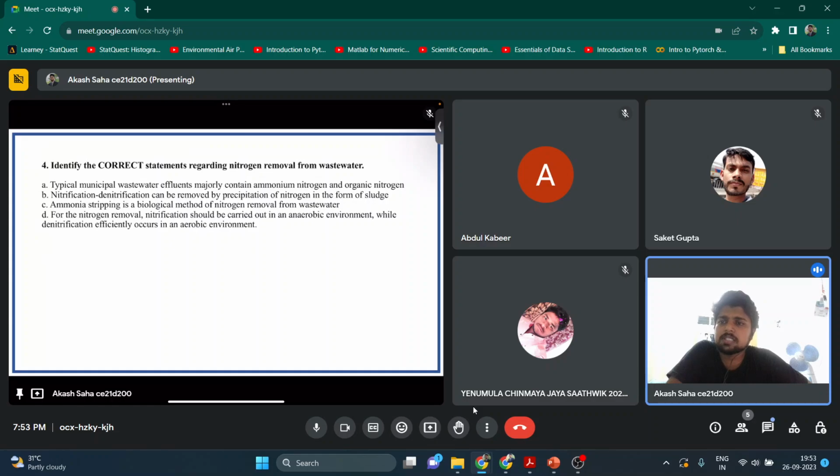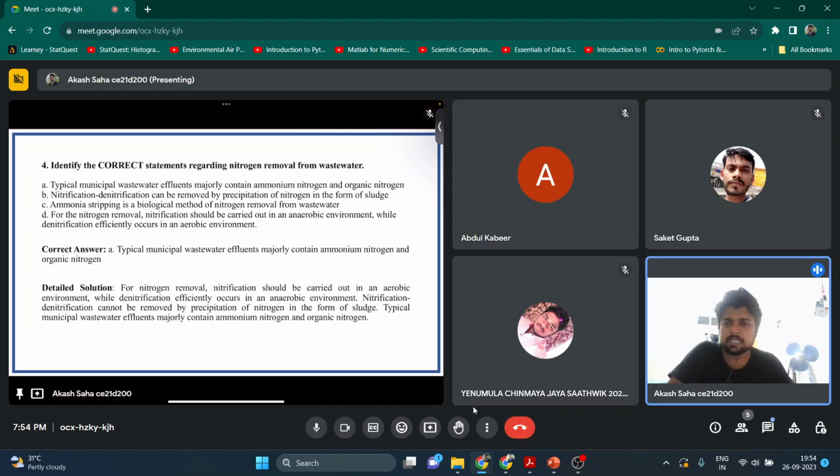In option C, it is saying that ammonia stripping is a biological method. It is not a biological method. No microorganisms are involved in it. And the fourth one is saying nitrification should be carried out in anaerobic conditions. It is not true. For nitrification, oxidation is required, and for that we need oxygen. So it is in an aerobic environment, whereas denitrification is in an anaerobic environment. So the fourth option is also wrong. So the correct answer is A.